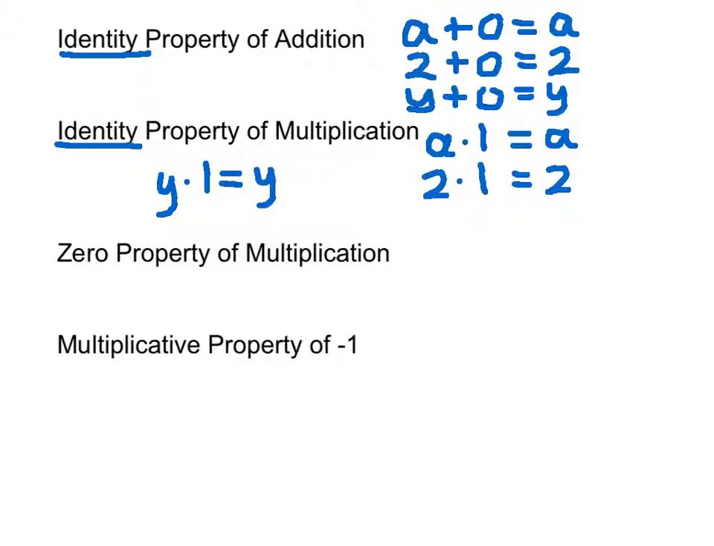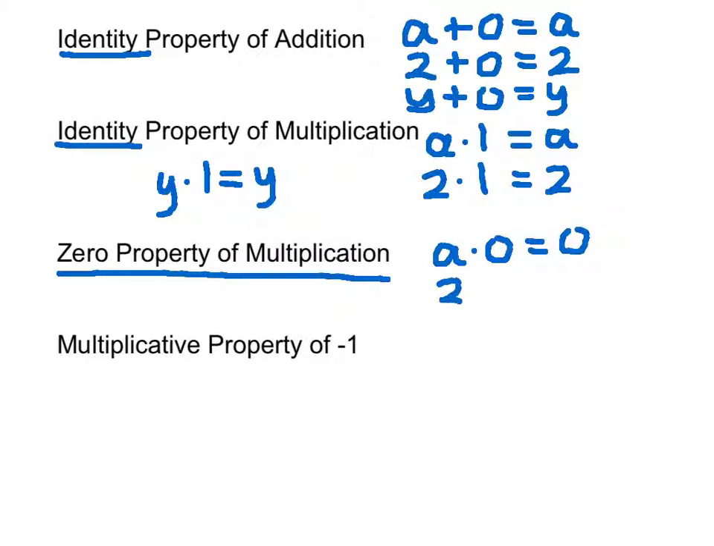The next one is the zero property of multiplication. You can probably guess what that already is, but if you take a number and multiply it times 0, you get 0. That's pretty neat because you can use that for numbers and variables. It works every time, even if you have something really complicated like x plus 2. If you multiply that times 0, you get 0. A handy thing to remember.